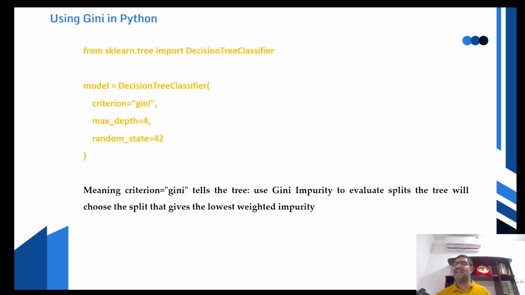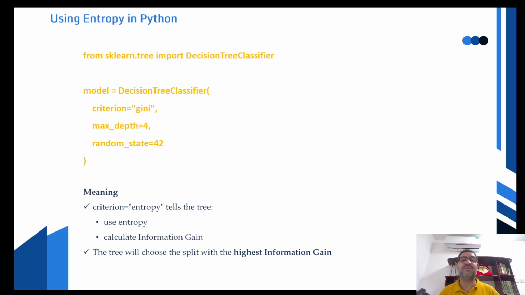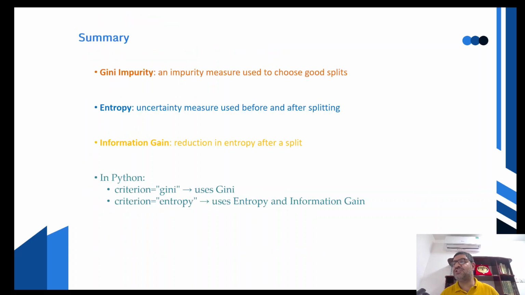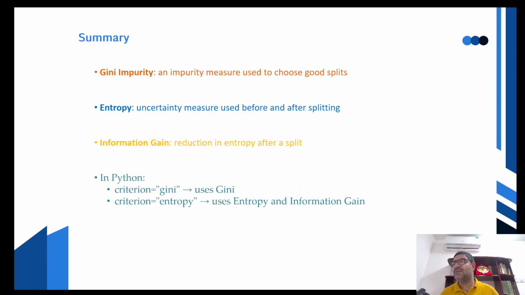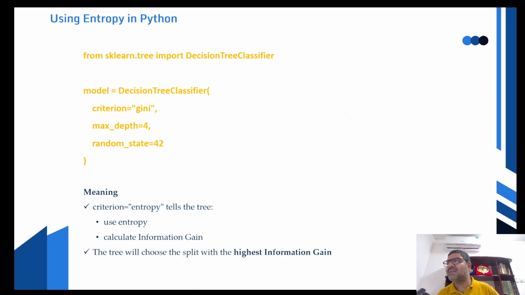So when we are writing this code which is on your screen now, we are telling it with the criterion that you have to use Gini impurity. We are telling this to DecisionTreeClassifier, which is the algorithm. When we are saying criterion is equal to entropy, at that time, I don't think this is reflected here. So this has to be, in fact, criterion equal to entropy here.